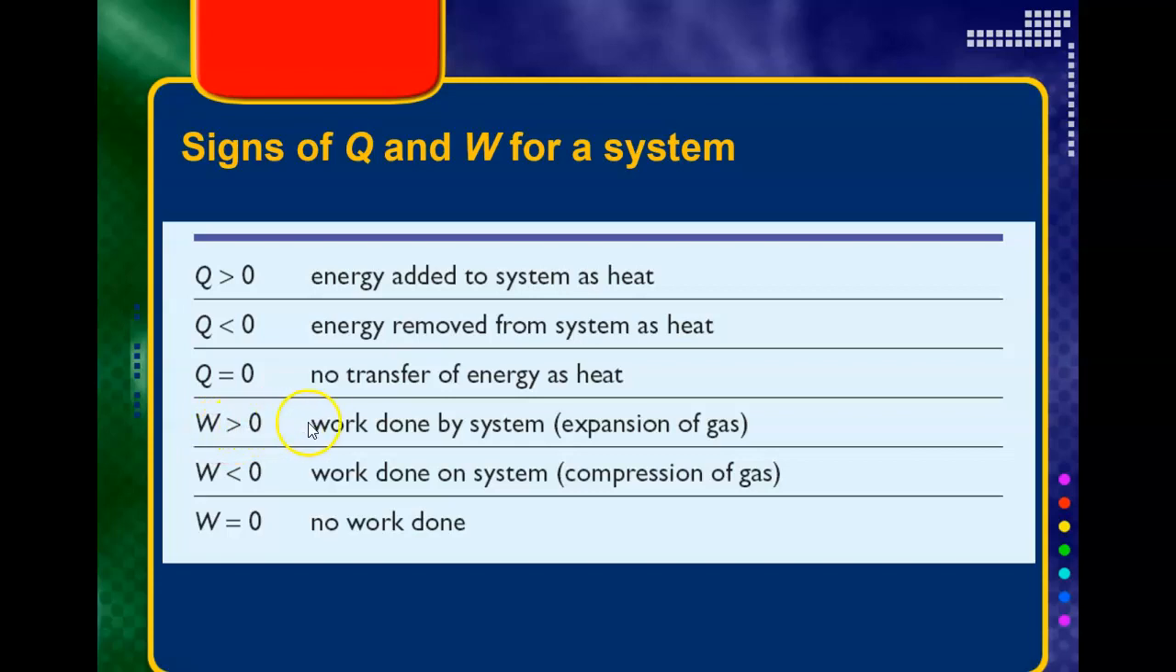If work is positive, work is done by the system. It expands. If work is negative, it's getting compressed, because this is work done by the system. It's positive. It's work on the system. It's negative. It's releasing. It's giving off energy. And if W is equal to 0, there's no work done.